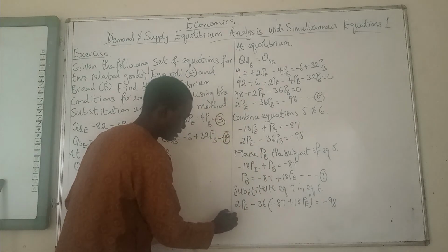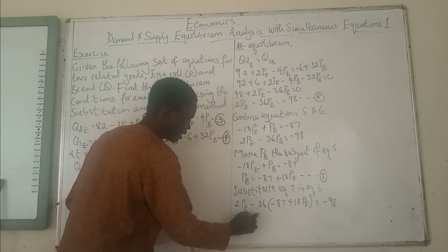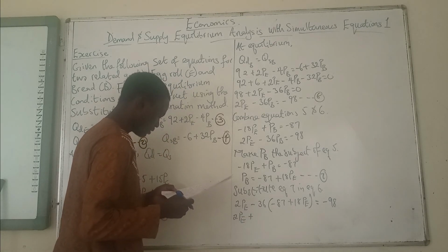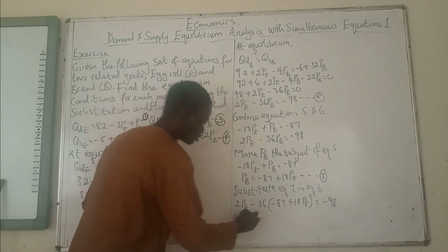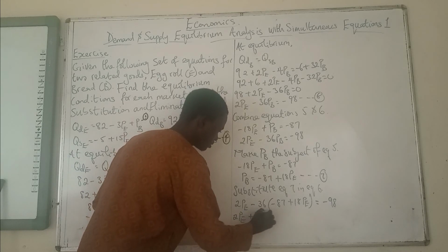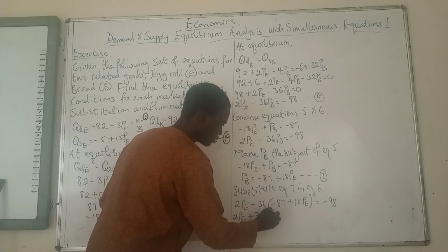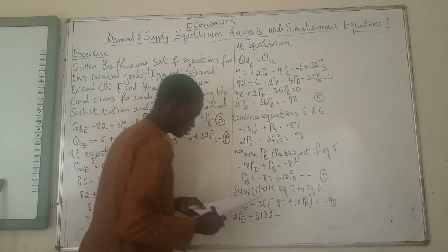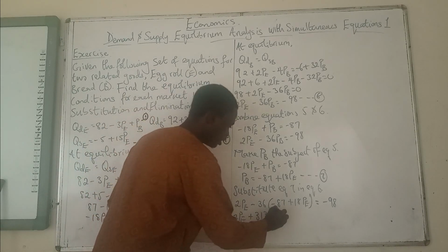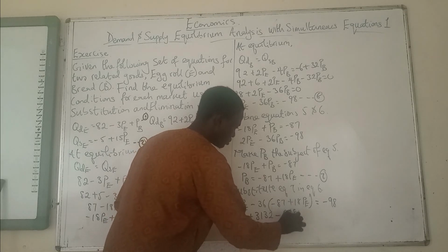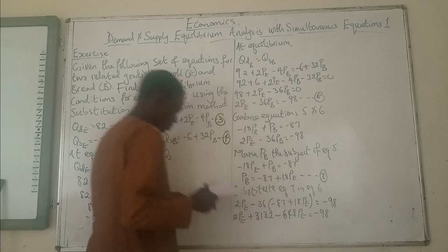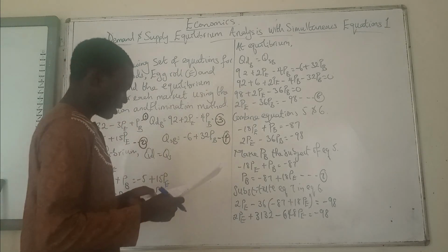When we proceed, we have 2 PE minus 36 times minus 87, which gives a plus, and 36 multiplied by 87 is going to give us 3132. Please use your calculator to verify that. Then minus times plus gives us a minus, and 36 times 18 gives us 648 PE. Then everything equals minus 98. Then we collect like terms.